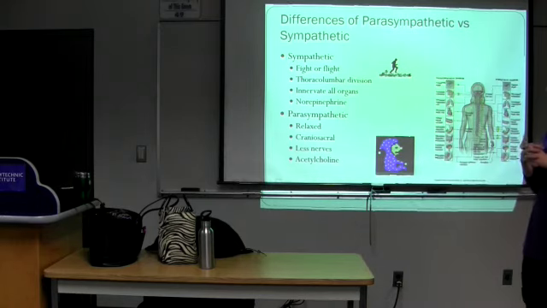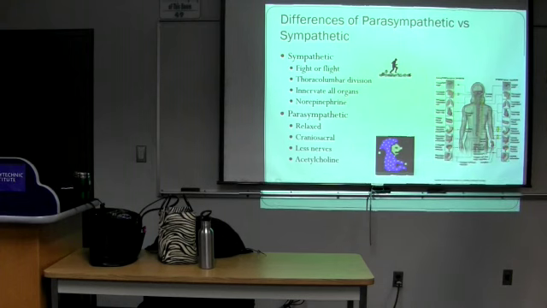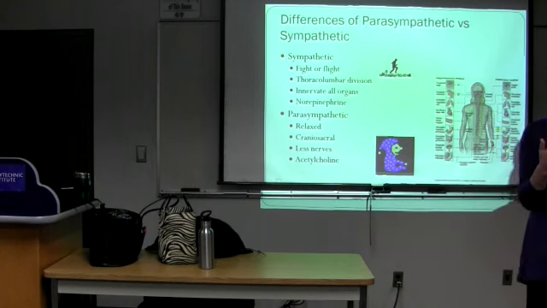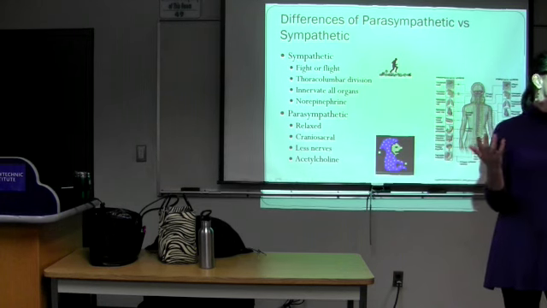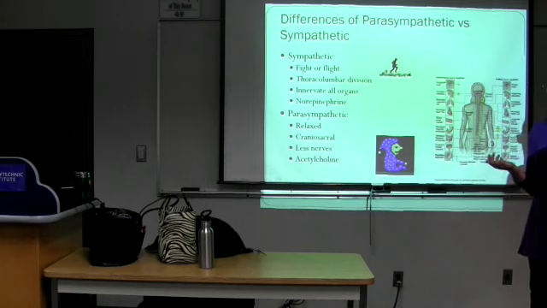So sympathetic goes to all organs. Parasympathetic has fewer nerves, doesn't go to all the organs. For example, the kidneys just have sympathetic. Adrenal glands just have sympathetic. Okay. All right.